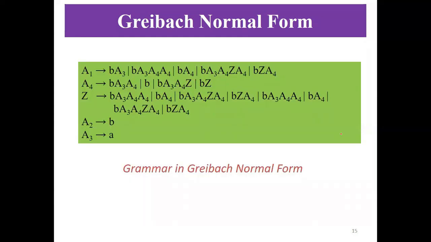Finally, all my productions, all my grammar is in Greibach normal form, right? Check here. So what is our condition? Our condition for GNF is non-terminal tends to terminal, and non-terminal tends to terminal followed by any number of non-terminals, right? So after substituting all the values, we will finally get the GNF form. So this is all about converting CFG to GNF.